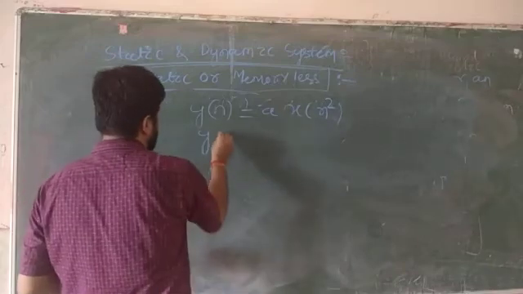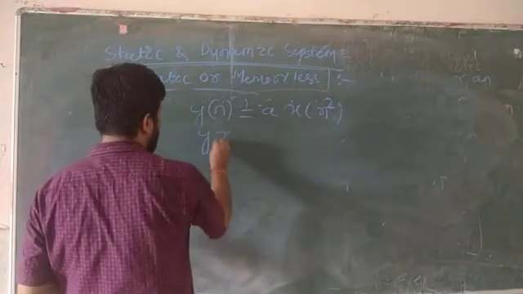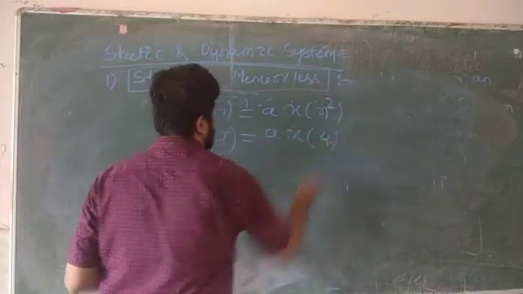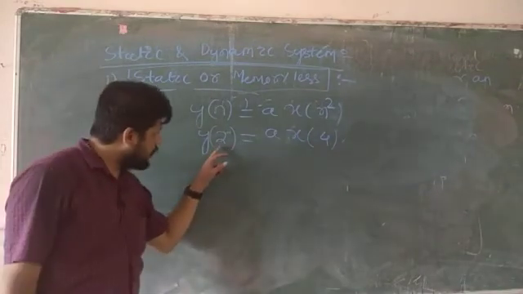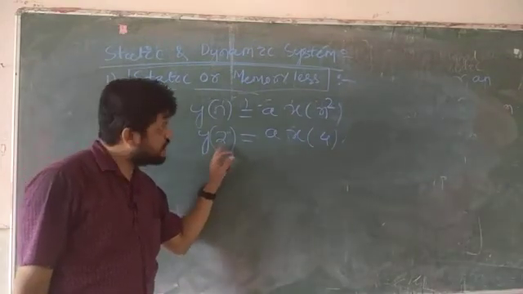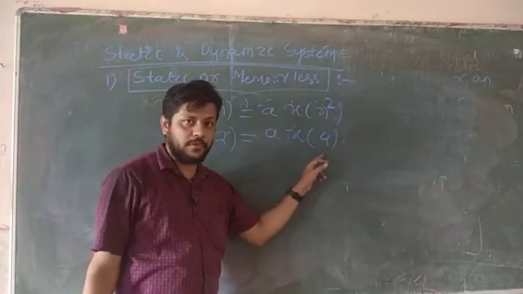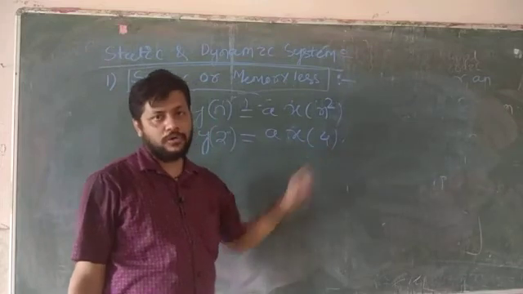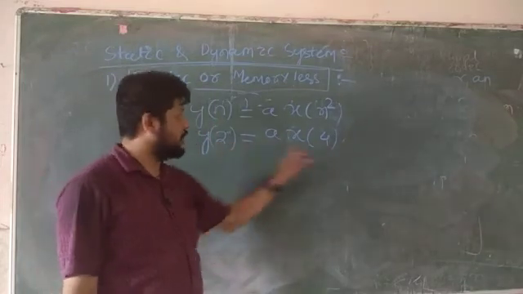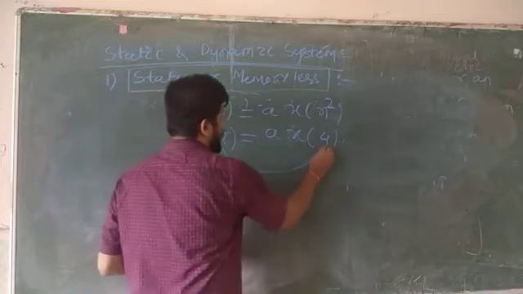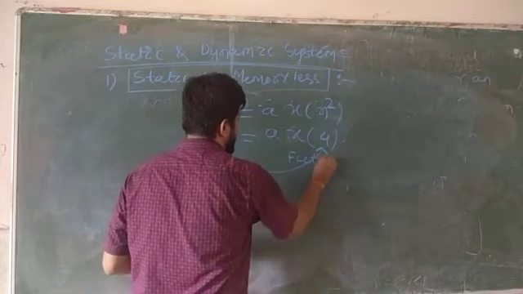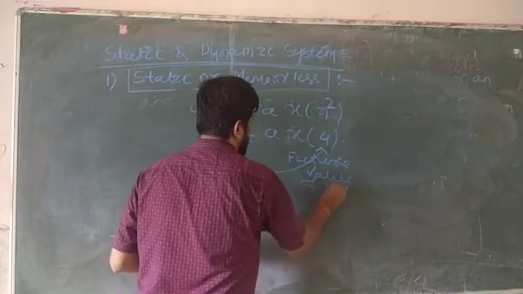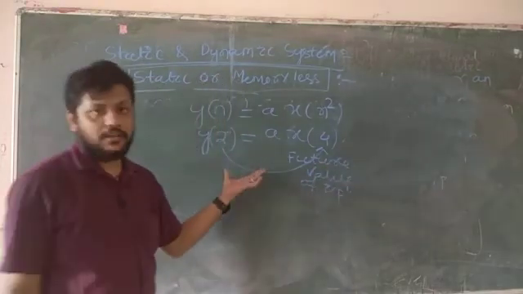So for example, if I put y of 2, then it is a x of 4. You can see here the output at time 2 depends on the future value of the input. Obviously the output is at 2, but it depends on the input at 4. So there is a time mismatch. That means here the output depends on the future value of the input. That's why this system is an example of a dynamic system.